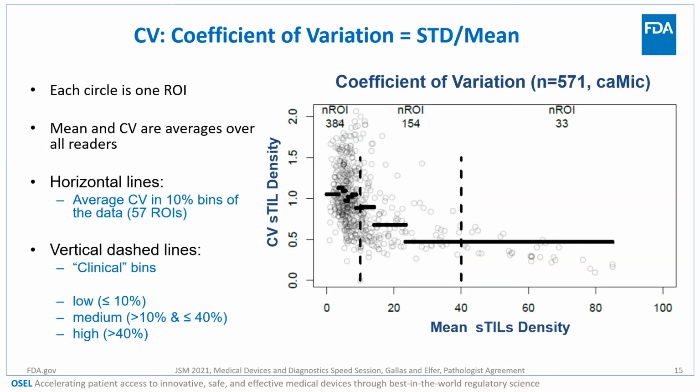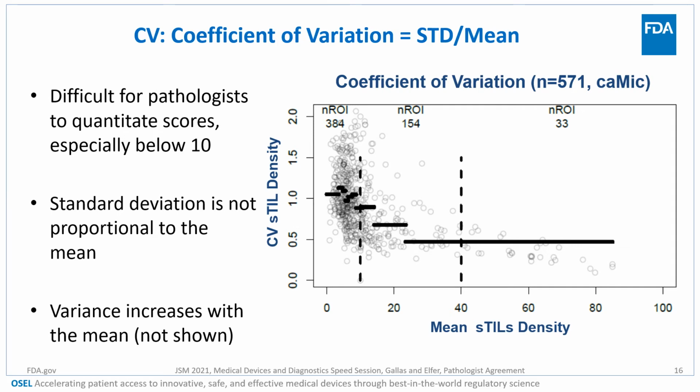Here's what our data looks like. This figure shows the CV, or coefficient of variation, for every ROI with data. Each circle corresponds to 1 ROI, and the mean and CV are based on averages over the readers. The horizontal lines here average over blocks of 10% of the data, or 57 ROIs. The vertical lines correspond to clinical thresholds, creating bins of low, median, and high sTIL density values. Remember, the sTIL density is prognostic for survival. The higher the density, the better the prognosis.